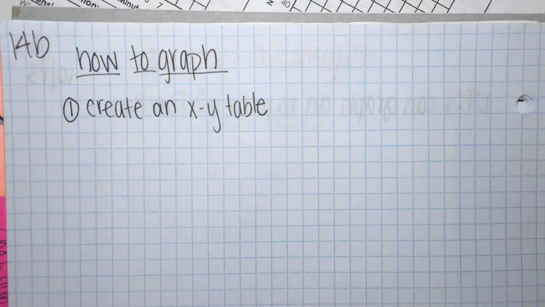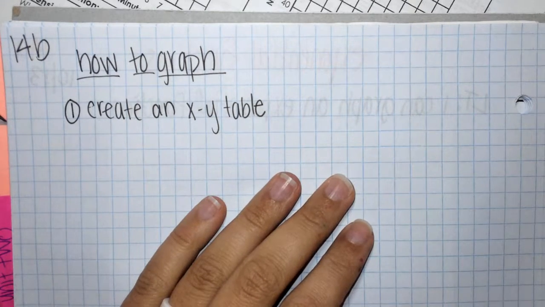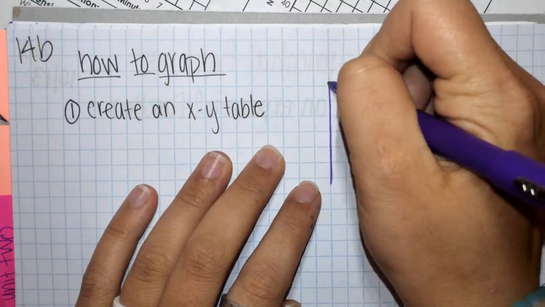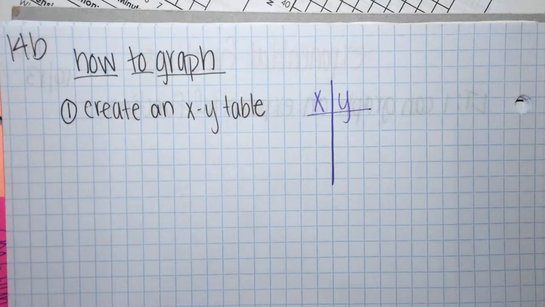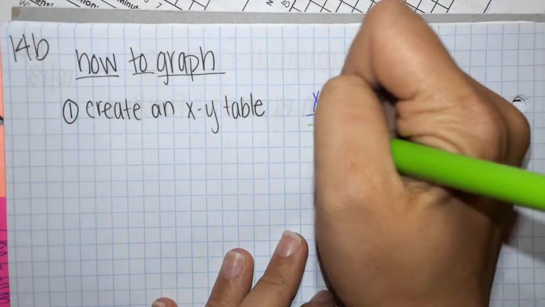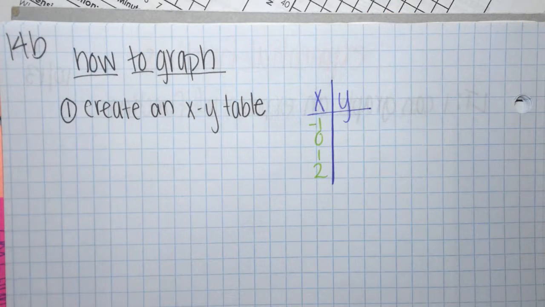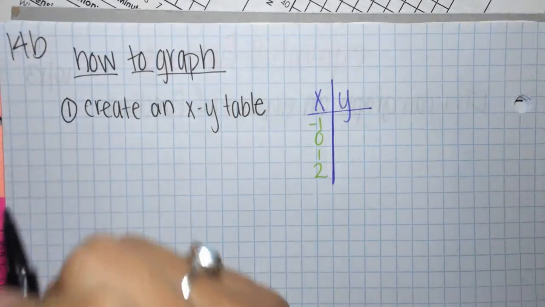Do you guys remember what those look like? This is an XY table? Yeah. And you have to pick your X values. So we're going to pick -1, 0, 1, and 2. Sometimes we'll pick -2. Sometimes we'll go crazy and do everything.